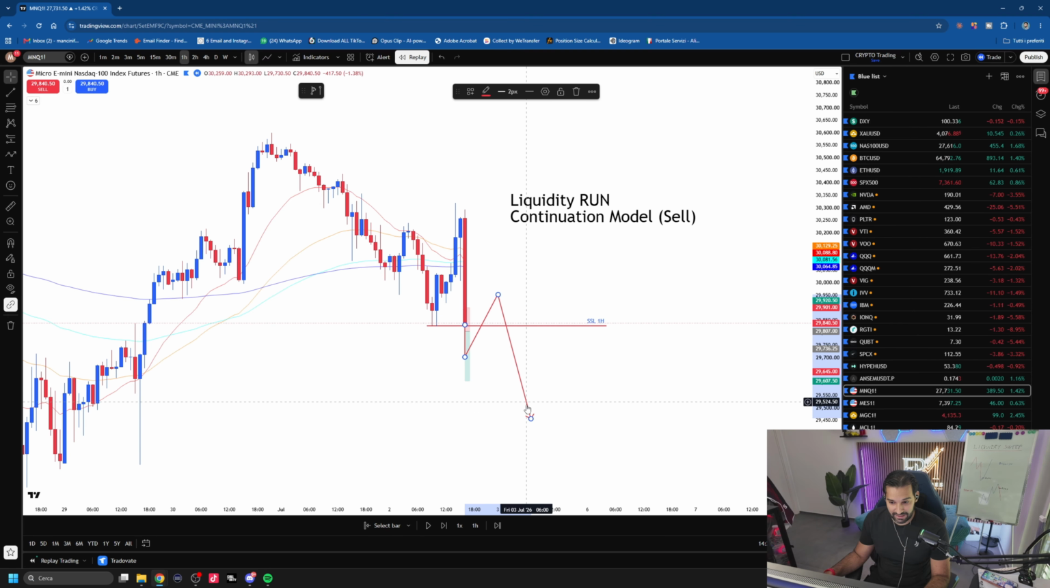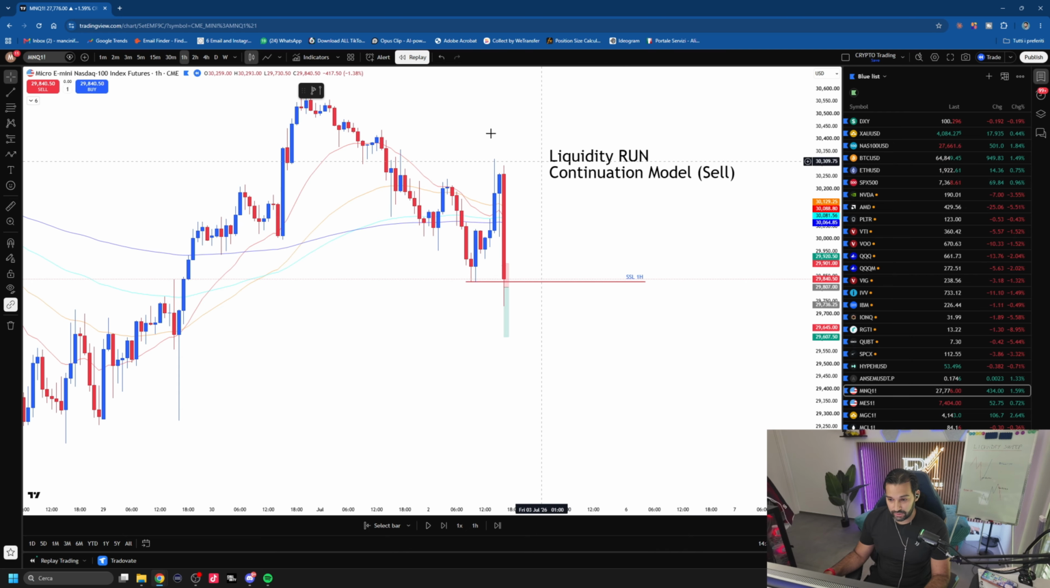And so in this case, what do we have? Do we have basically a continuation model, a liquidity run? Or the other thing that can happen is that the market, from here, goes back and runs to the upside. So in this case, we have again a shift of the market and we have a liquidity sweep type of entry model. But in this case, I will show you guys that we're going to have a liquidity run.